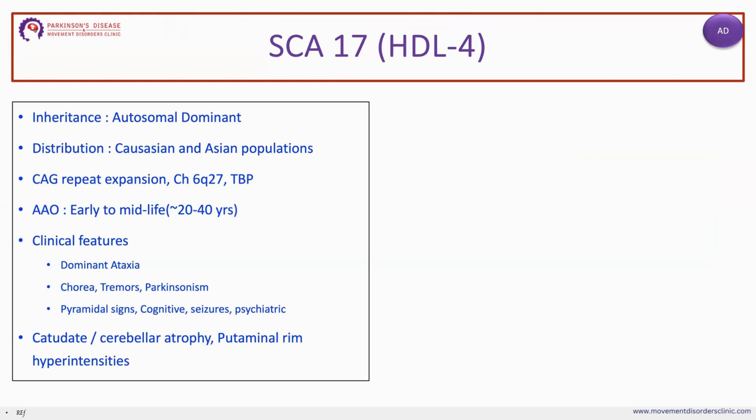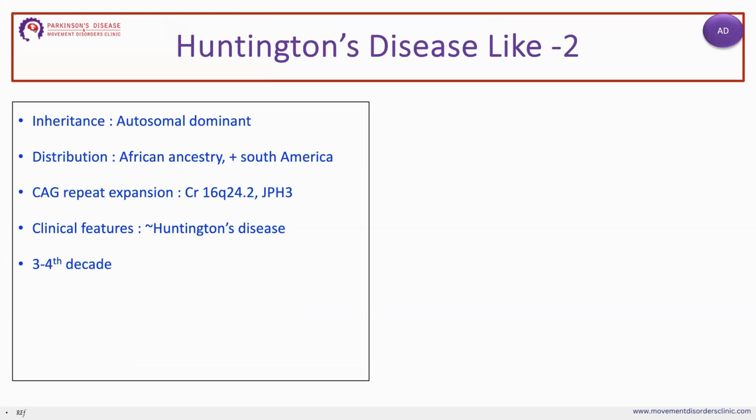SCA17 is another HD phenocopy which has autosomal dominant penetrance with Caucasian and Asian populations getting affected, and occurs due to CAG repeat expansion in chromosome 6. Common age is around 20 to 40 years. It has dominant ataxia, chorea, tremors, Parkinsonism, along with pyramidal signs, cognitive decline, seizures, and psychiatric manifestations. Caudate and cerebellar atrophy or putamen rim hyperintensities are noticed on imaging.